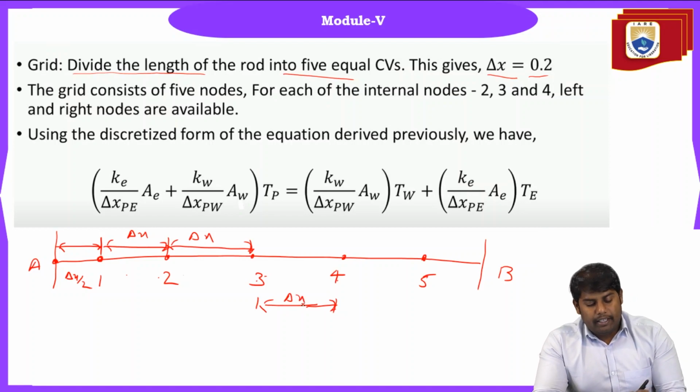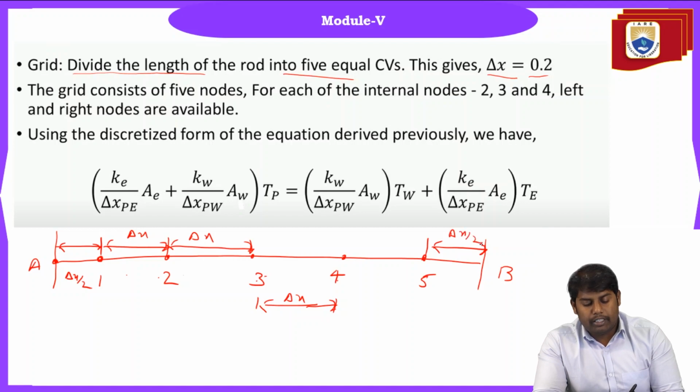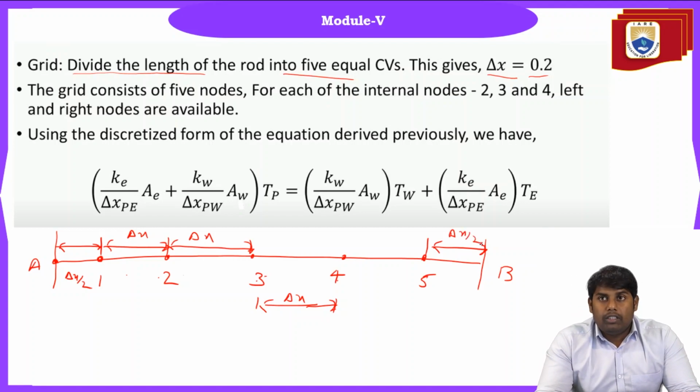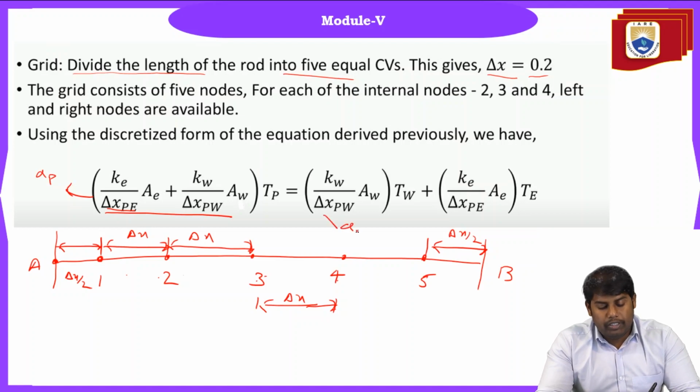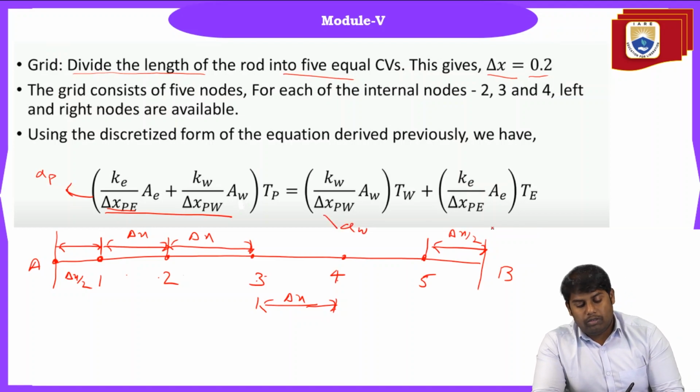These are delta x. And similarly at the end, here we have delta x by 2. Fine. So this is the difference. Now, this is the basic equation which we have. So KE, this term we have already seen. This is called the AP term, this term is called the AW term, and this term we call the AE term.